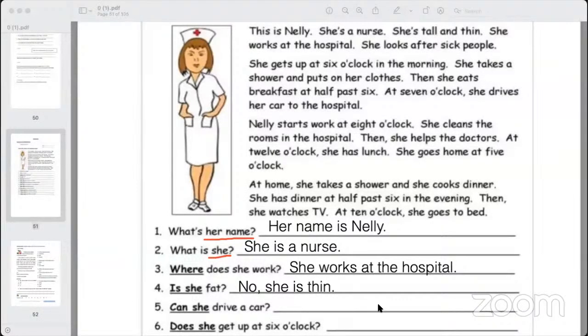Number 5, can she drive a car? How will you write your answer for number 5?